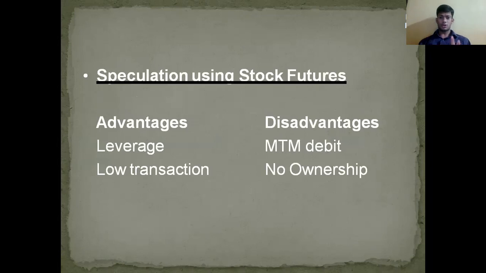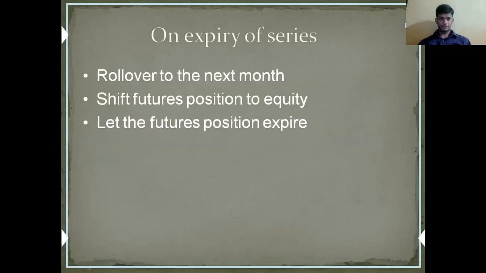Advantage and disadvantage of stock futures. The advantages are leverage and low transaction cost. But the disadvantages are MTM debited, meaning mark to market amounts are debited, and no ownership. On expiry of service, roll over to the next month. Shift to the future position equity. Let the future position expire maybe.